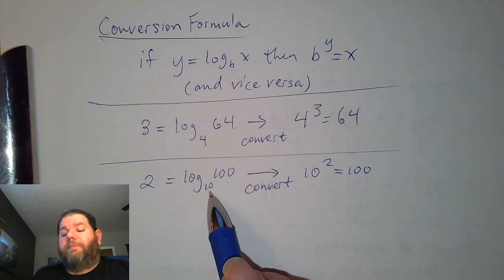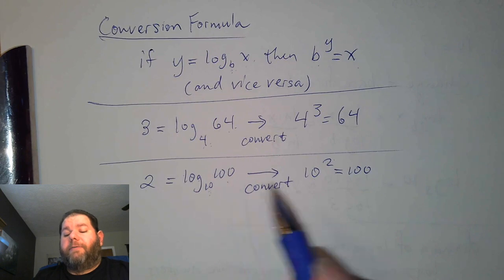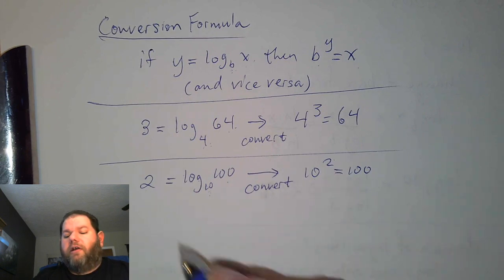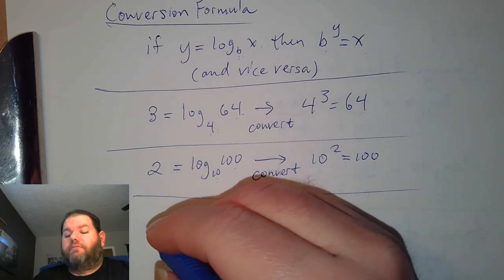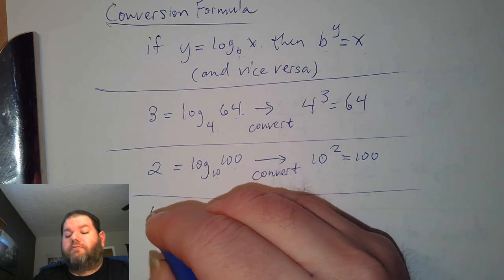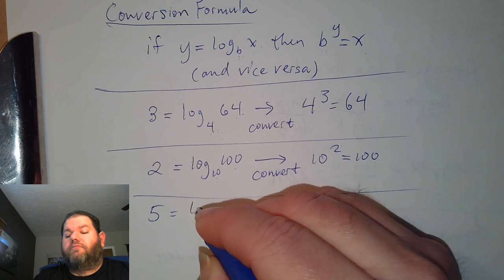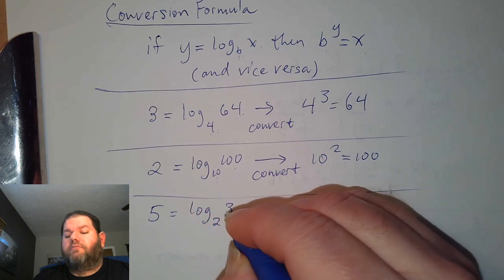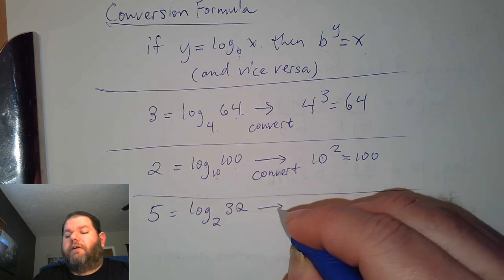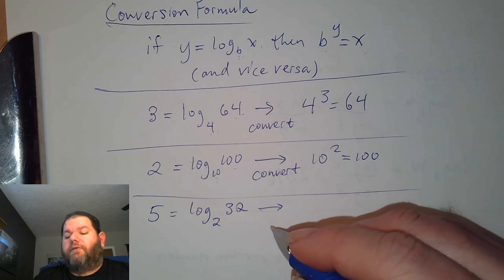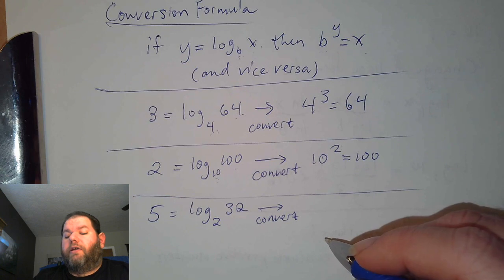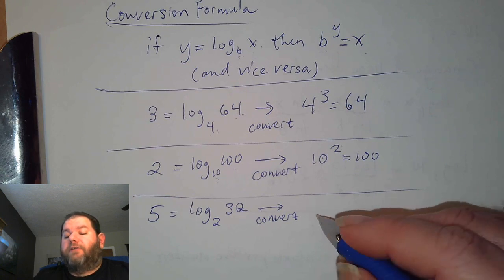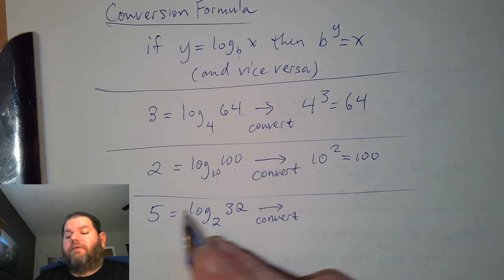So you can think of it as base raised to the opposite side equals argument. That's one way we can remember to convert that. Same thing here. 5 equals log base 2 of 32. And so that makes it 2 to the 5th equals 32.